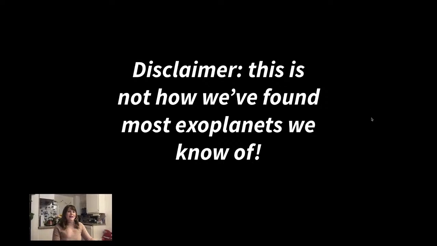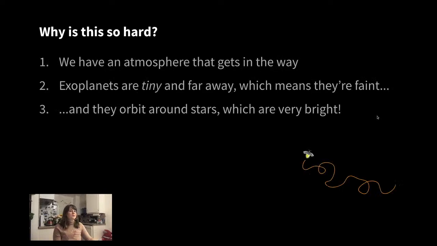A disclaimer: this is not how we found most of the exoplanets we know of. A lot of the headlines you see about Earth 2.0, that's not from taking pictures like this. Those are from other things called the transit method and the radial velocity method, where you're actually looking at the star the planet is around and then indirectly inferring that there's a planet there. So this is not how we've found the bulk of the exoplanets we know of, but we have found some this way, and it's going to be a really important technique as we go forward in the next decades.